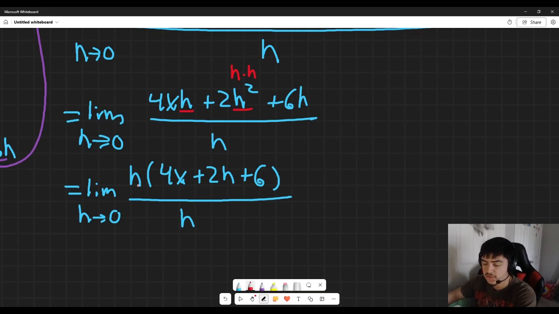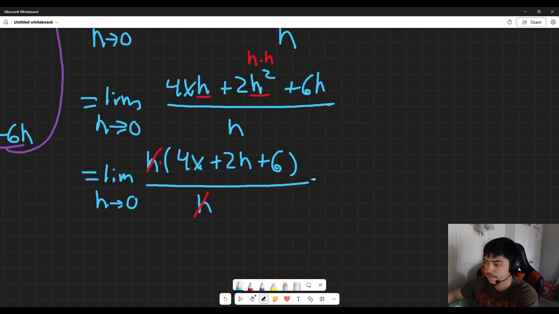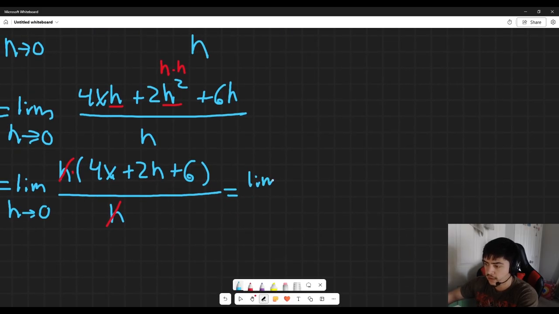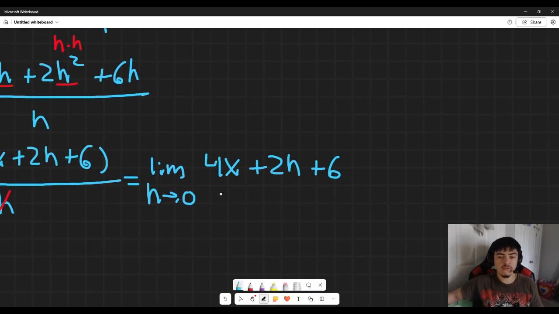And now look, we have an h in the numerator being multiplied, and we also have an h in the denominator, meaning we can go ahead and cancel these out. We can only cancel when there's multiplication going on here. If it was h plus 4x, we could not cancel it. But since we factored it out, this turns to multiplication of everything, right? Because we're FOILing it. So that means the h's can cancel. Now, rewriting what we have, the limit as h goes to 0 of our remaining terms, 4x plus 2h plus 6. And now, look, we don't have a fraction. If we plug in 0 for h, we won't get anything undefined.